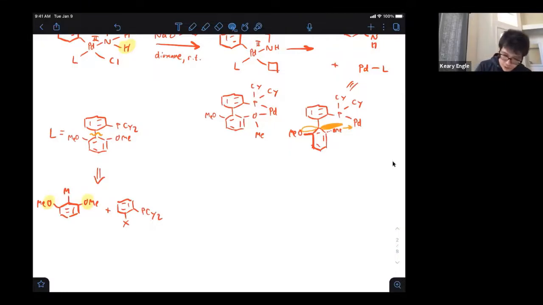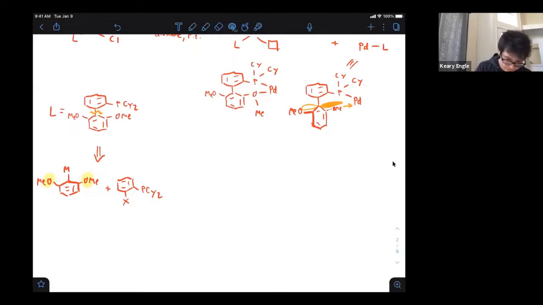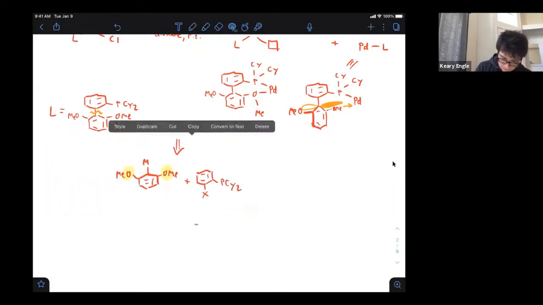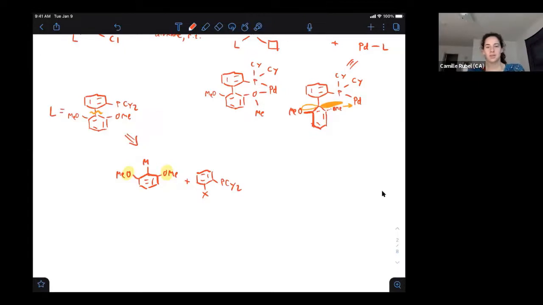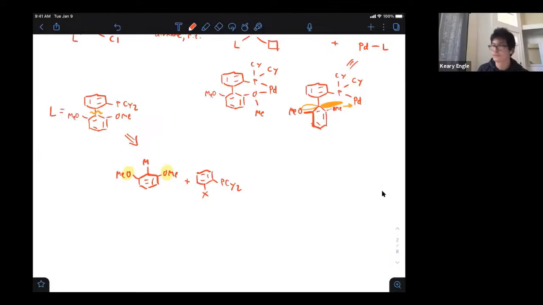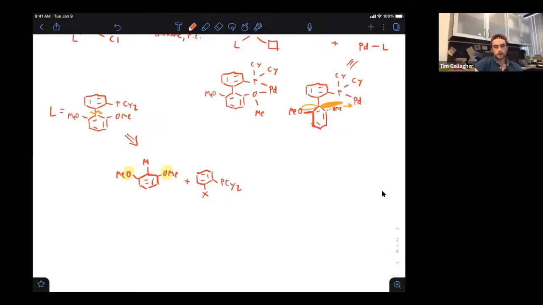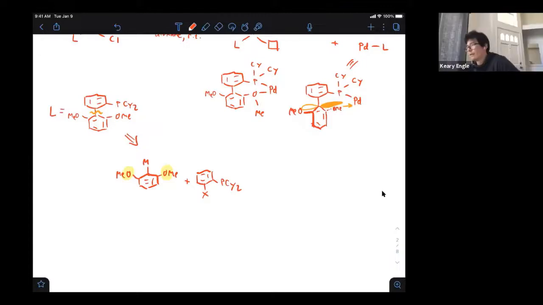Anyone want to jump in for an alternative approach if you had a different thought than Stone? Camille, any thoughts here? I was thinking, well, for the ligand synthesis? Ligand synthesis first. Yeah, I was thinking similarly to Stone. Okay. Could you switch the coupling partners? You could, that might help.